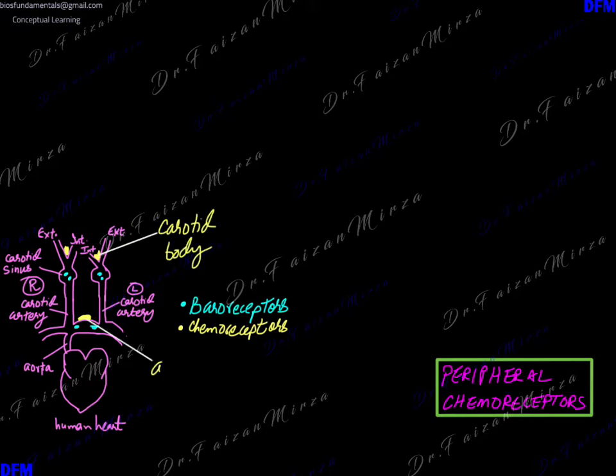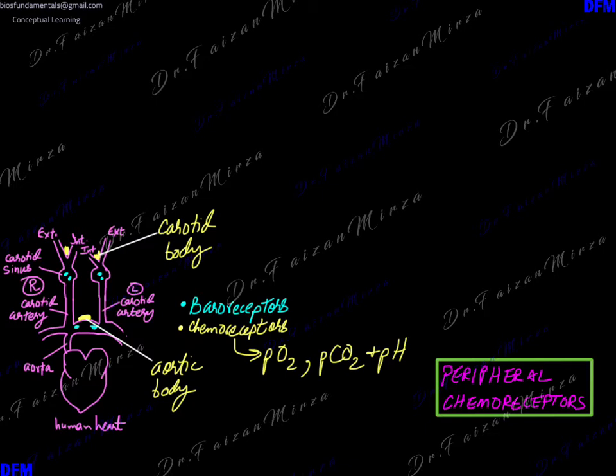These are called the carotid body and aortic body respectively. So the baroreceptors and the carotid body, and the baroreceptors and the aortic body, they both are in close proximity. So this is the anatomical situation of how the baroreceptors are in contact with the chemoreceptors in the aortic body, and the baroreceptors are in close contact with the carotid body as well.